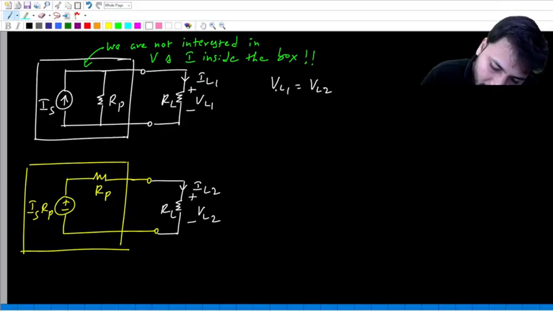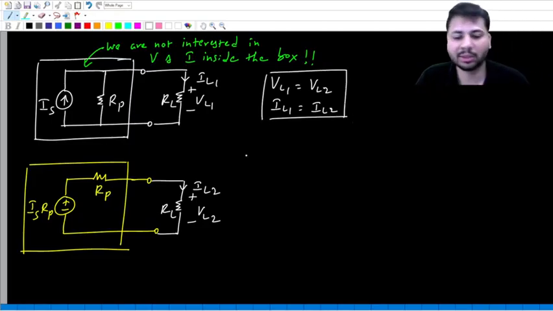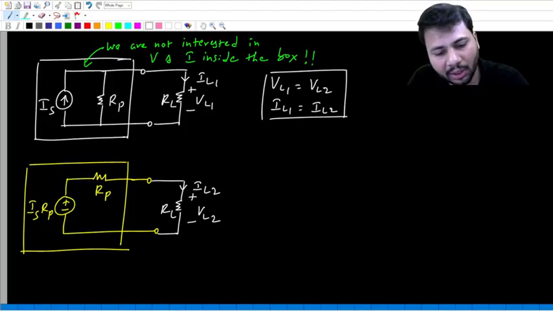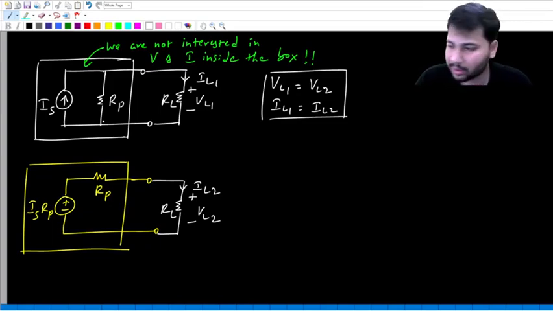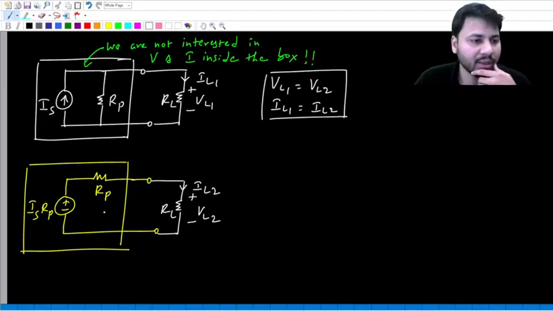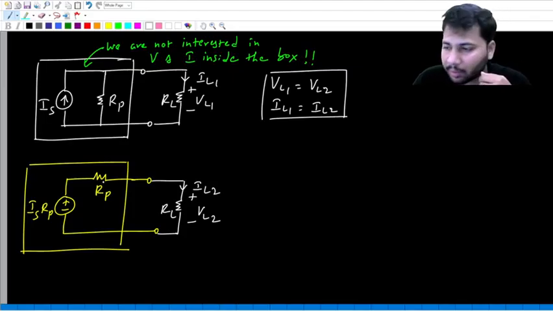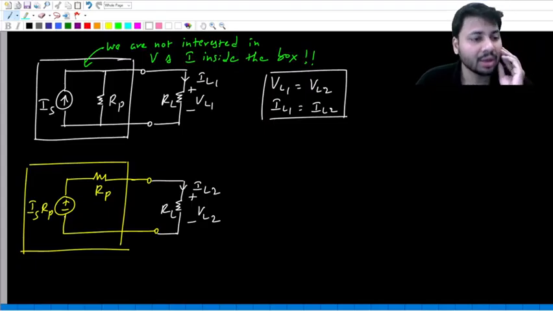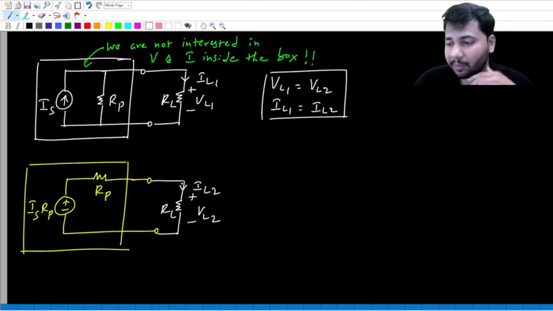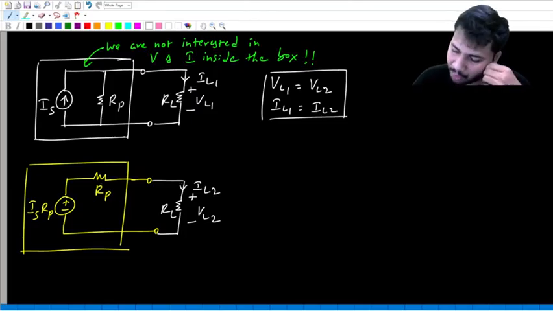VL1 equal to what? VL2. IL1 equal to what? IL2. So in both the cases, the load voltage and the load current are the same. So from the load point of view, the original white color box is same as the yellow color box. That means current source in parallel with resistance is same as voltage source in series with a resistance. That is purely from the external circuit or the load point of view.